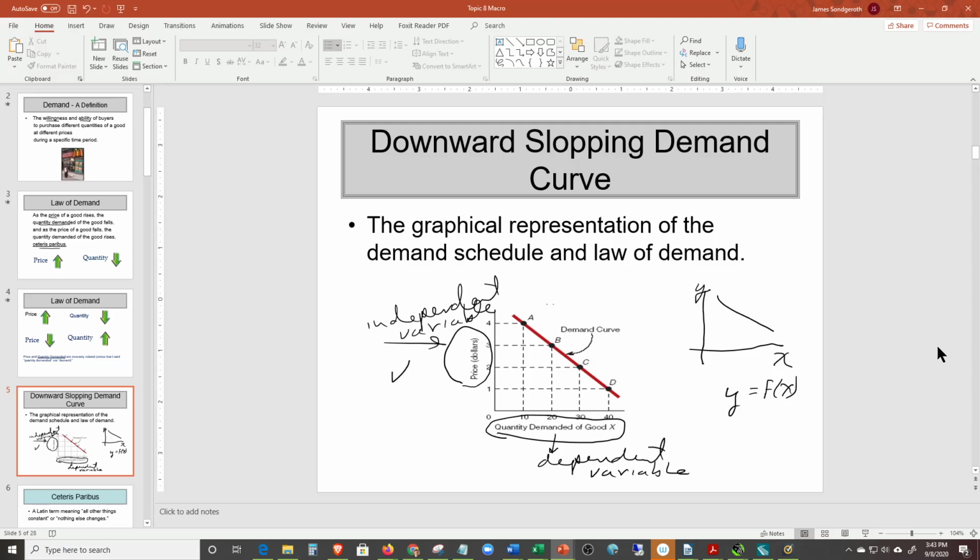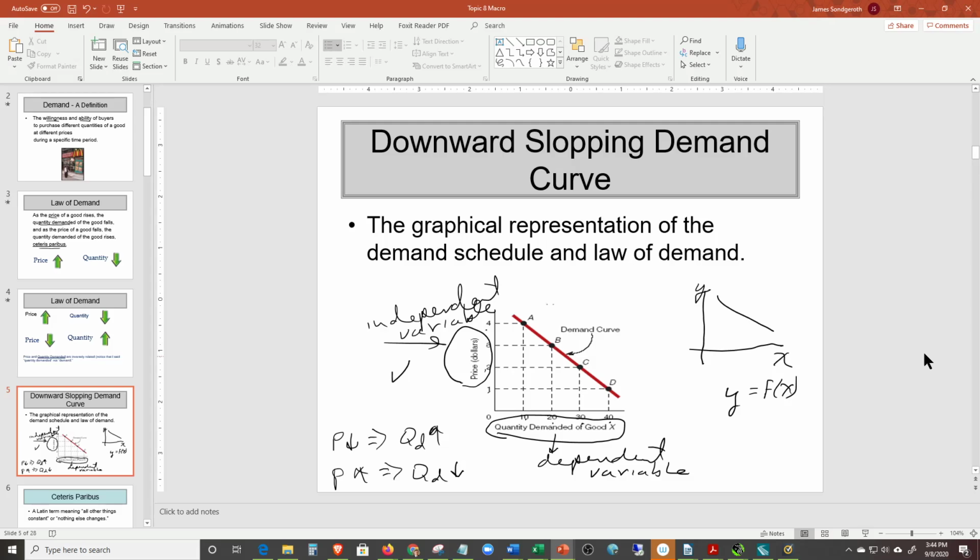So as the price falls from 4 to 3 to 2 to 1, the quantity demanded increases. Price falling will lead to quantity demanded increasing. And as the price increases from 1 to 2 to 3 to 4, so price would be rising, that would imply quantity demanded would be falling. Okay? I have an arrow there. And there you have the law of demand.